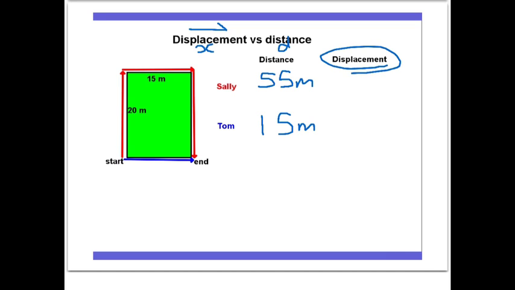Displacement, however, you'll recall is the difference between the starting position and the ending position. So because they both started from the same point and ended at the same point, their displacement will be identical, 15 metres, the difference between where they started and where they finished. So they have identical displacement even though they travel different distances. So remember, displacement is the vector quantity, so I need to specify a direction here. We'll use a compass direction. We'll call it 15 metres east. Remembering that is a vector.